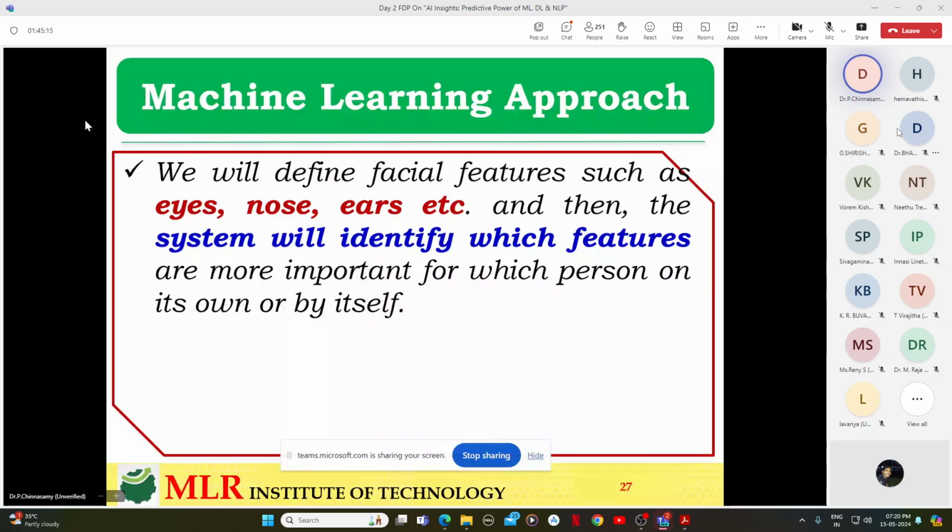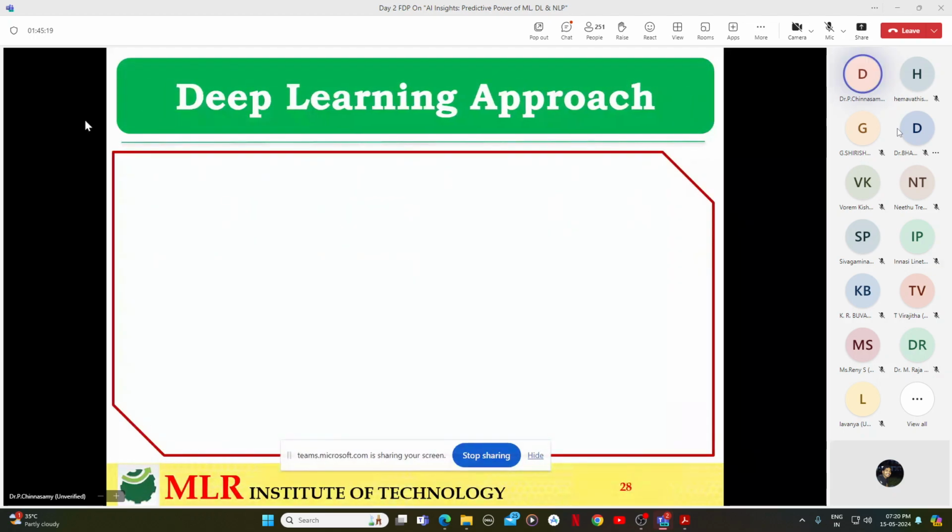But for the same application, how are we going to give a solution with deep learning? Any idea? As of now, we are seeing deep learning only. Any idea how we are going to give a solution for facial recognition with deep learning? Usage of convolutional neural networks. Yeah, with the help of a convolutional neural network, how is the input going to be set for a CNN? Features of an image, using the input layer and hidden layer.